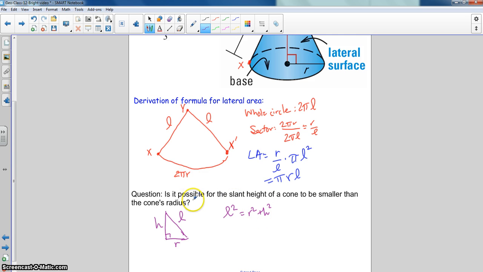Okay, but I think this answers our question without going too much further, and I could almost have stopped at this diagram. So is it possible for the slant height to be smaller than the cone's radius? Well, not really, right? Because in a right triangle, the hypotenuse is always the longest side. So as the hypotenuse is L, that always has to be the biggest. Okay?